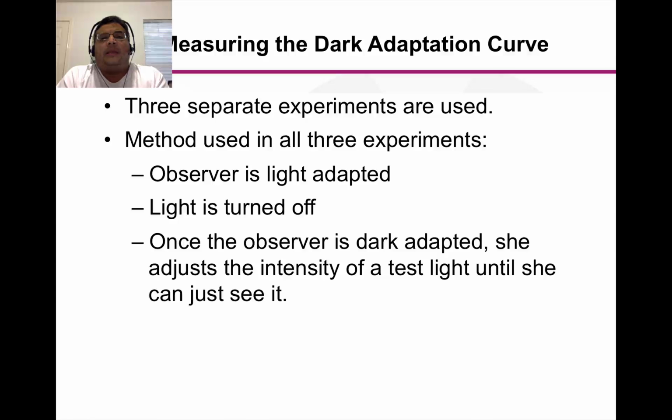And then we let the observer dark adapt. So we let the observer sit for about 20 minutes for their eyes to adapt to the dark. And then the observer adjusts the intensity of light. Remember we talked about how you can measure thresholds by adjusting the intensity. We say, okay, I want you to turn this knob on this light until you can just barely make the light out, and say, oh, I can see it now. Okay, so we measure the threshold in the dark after they're dark adapted, right?